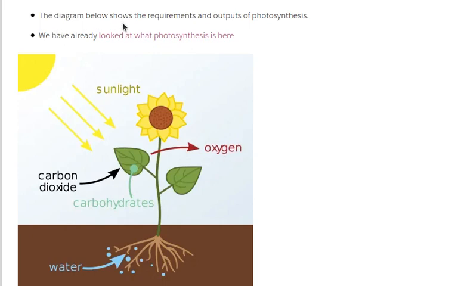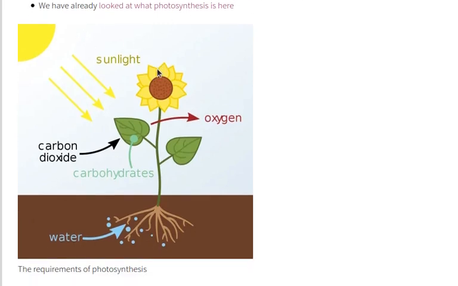The diagram below shows the requirements and the outputs of photosynthesis. So we are saying that sunlight is one of the things you are going to need to combine carbon dioxide and water, so as to form those two outputs, carbohydrates and also oxygen.